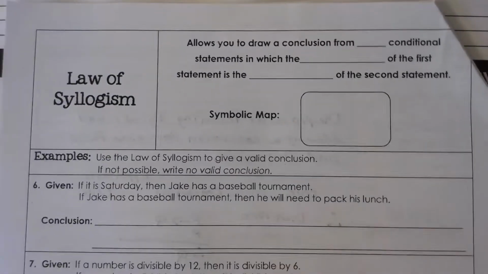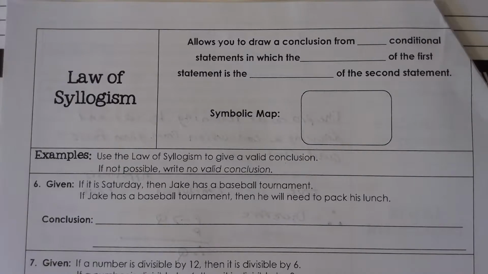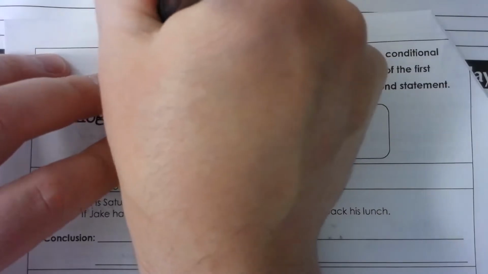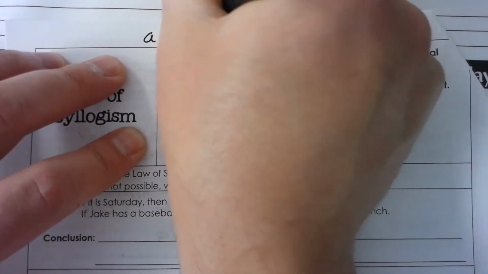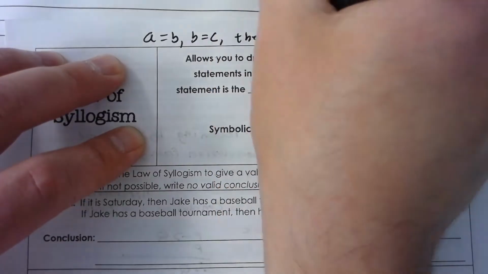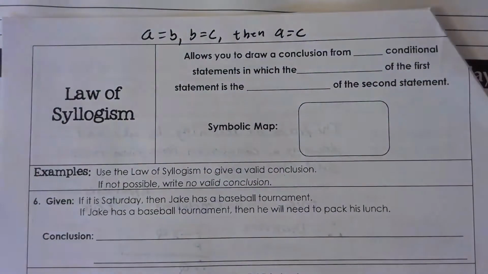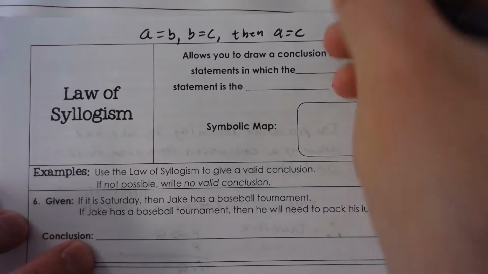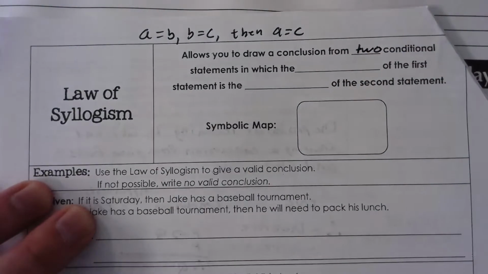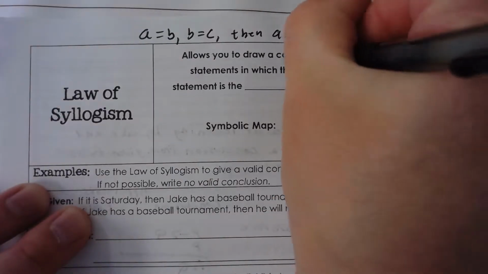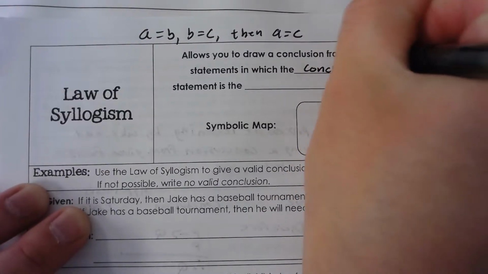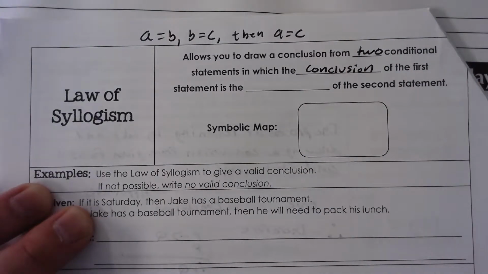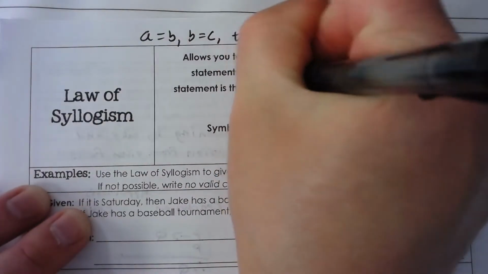So, the law of syllogism. This is really close to the transitive property that we've got in algebra. A equals B, B equals C, then A is equal to C. Right? That's your transitive property. So your law of syllogism says that from two conditional statements in which the conclusion of the first is the hypothesis of the second statement.